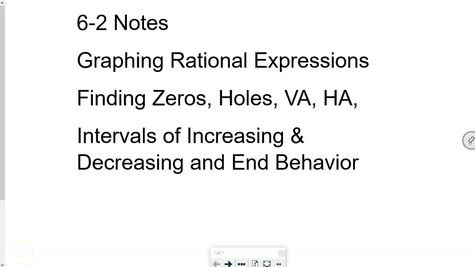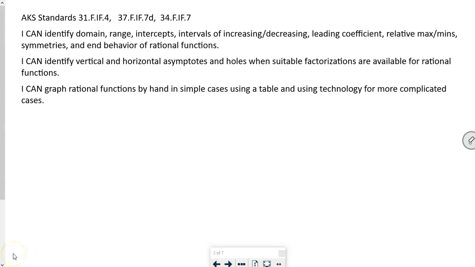So last week we talked about graphing rational expressions as well. We found the zeros, the holes, the vertical and horizontal asymptotes. This week we're going to talk about domain and range, increasing and decreasing intervals, and end behavior. Those are the same I-can statements we had last week.